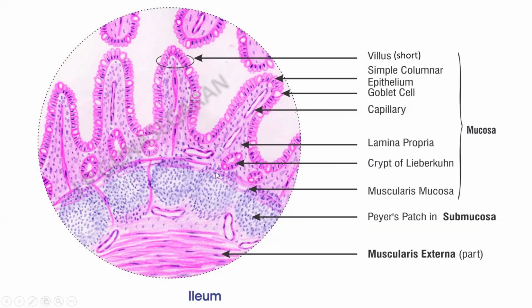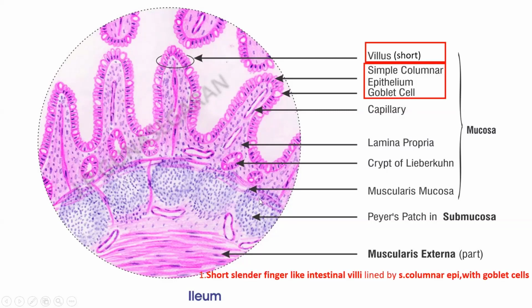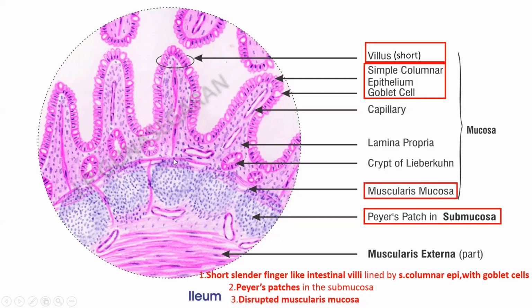This is a H&E drawing of ileum and is characterized by the presence of short, slender, finger-like intestinal villi lined by simple columnar epithelium with goblet cells, Peyer's patches in the submucosa. Muscularis mucosa is disrupted because the lymphatic nodules break the muscularis mucosa and may be often seen in the lamina propria.